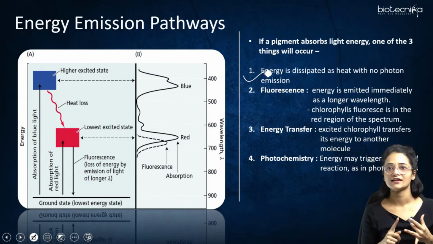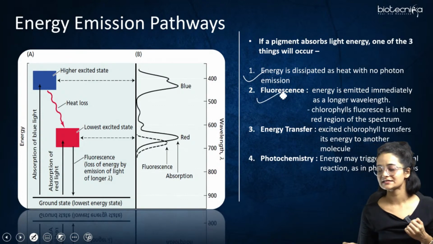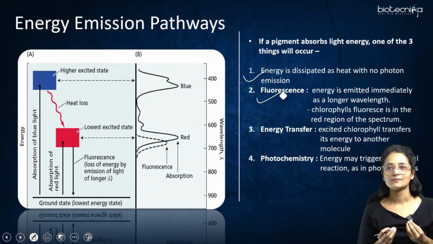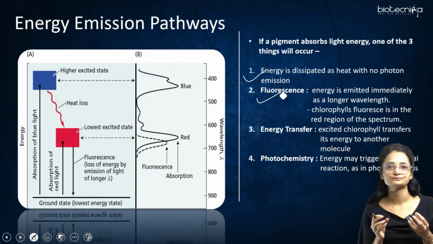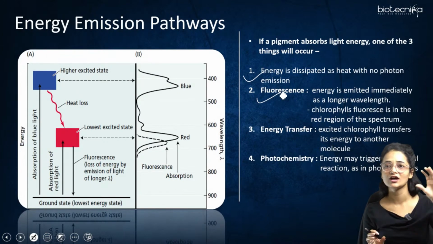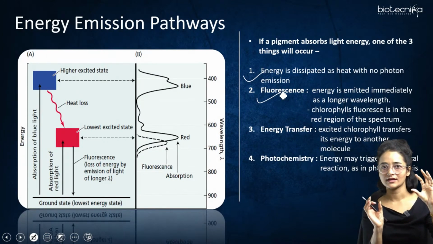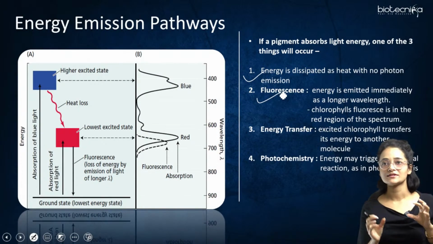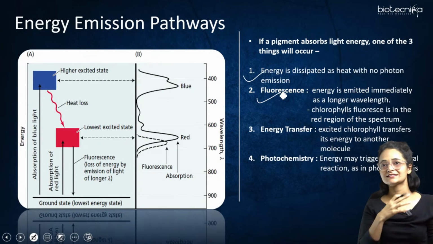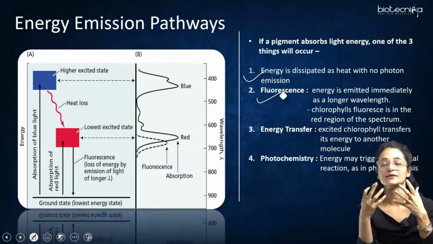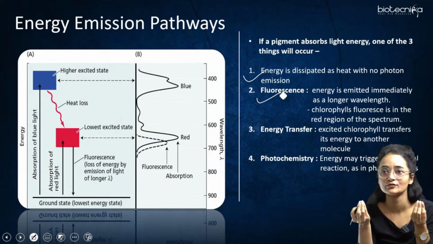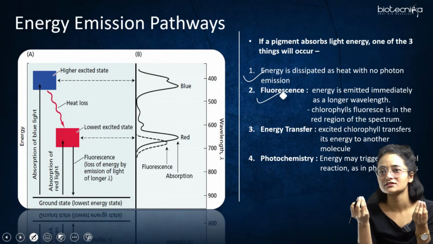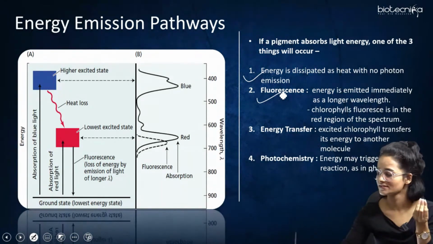Secondly, there could be fluorescence. Fluorescence is basically when the energy is emitted immediately as a longer wavelength, right? Here, from the lowest excited state to the higher excited state, when an electron is excited by light energy falling on it, the energy is immediately emitted in the form of longer wavelength. So the wavelength would be high, which means the energy would be low. And the chlorophyll's fluorescence is in the red region.